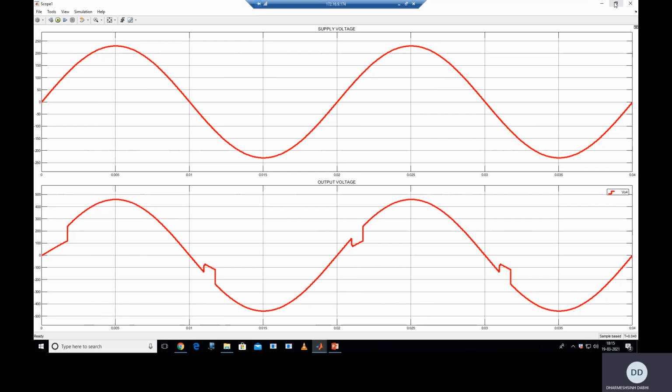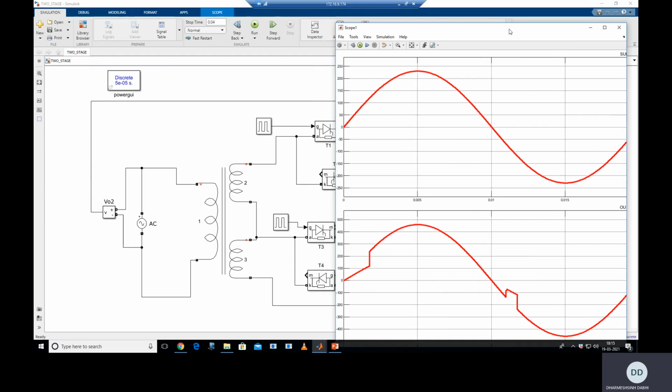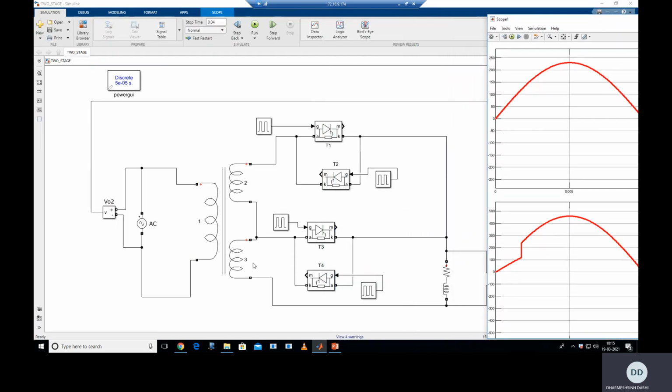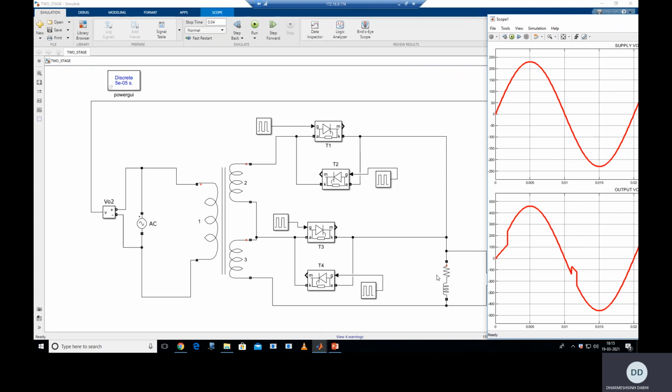So as you know, when T4 starts to turn on, what will happen? That gives only this winding voltage. It means Vm sin omega t across the load side. So you can see that on the output side you get Vm sin omega t here.